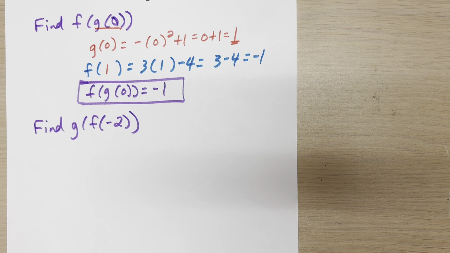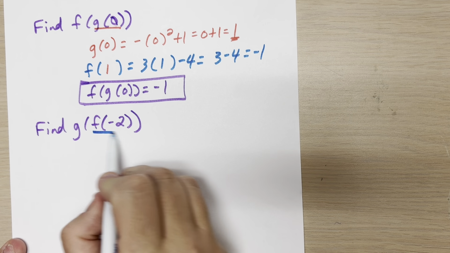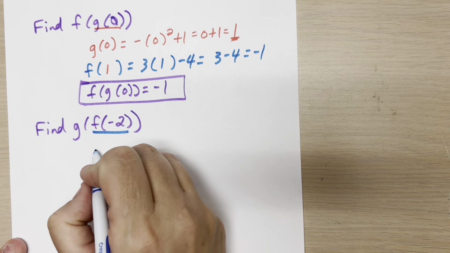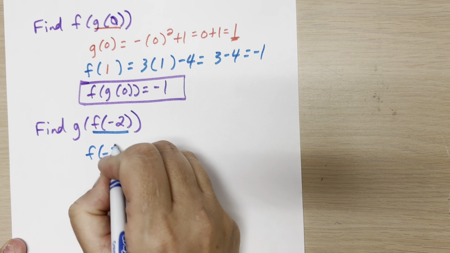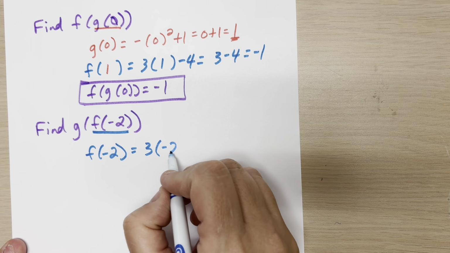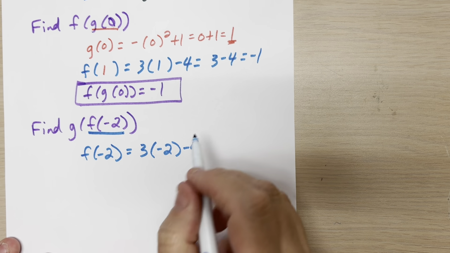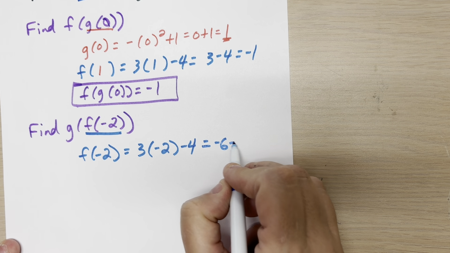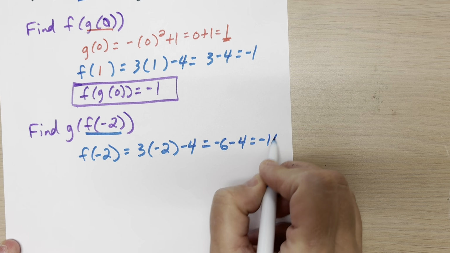Now we're going to kind of go the other way. We're going to find g of f of negative 2. So again, working inside out. Here is f of negative 2. I'm going to go up to the f function rule, 3 times x, or negative 2, minus 4. That gives us negative 6 minus 4, which is negative 10.